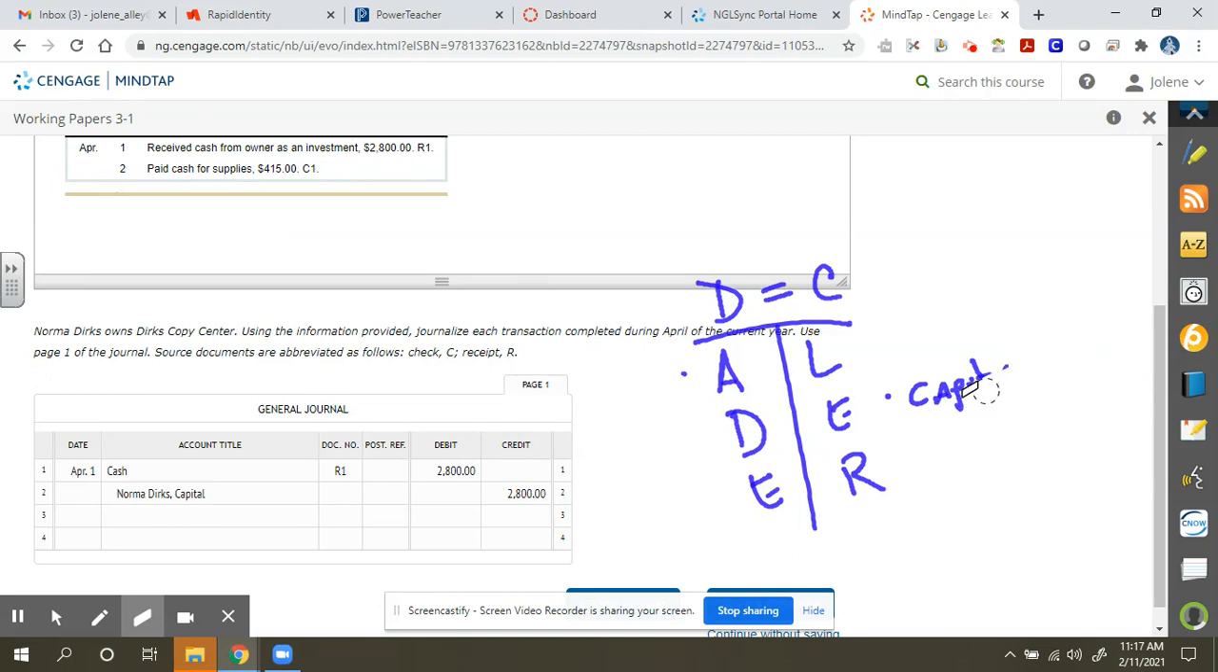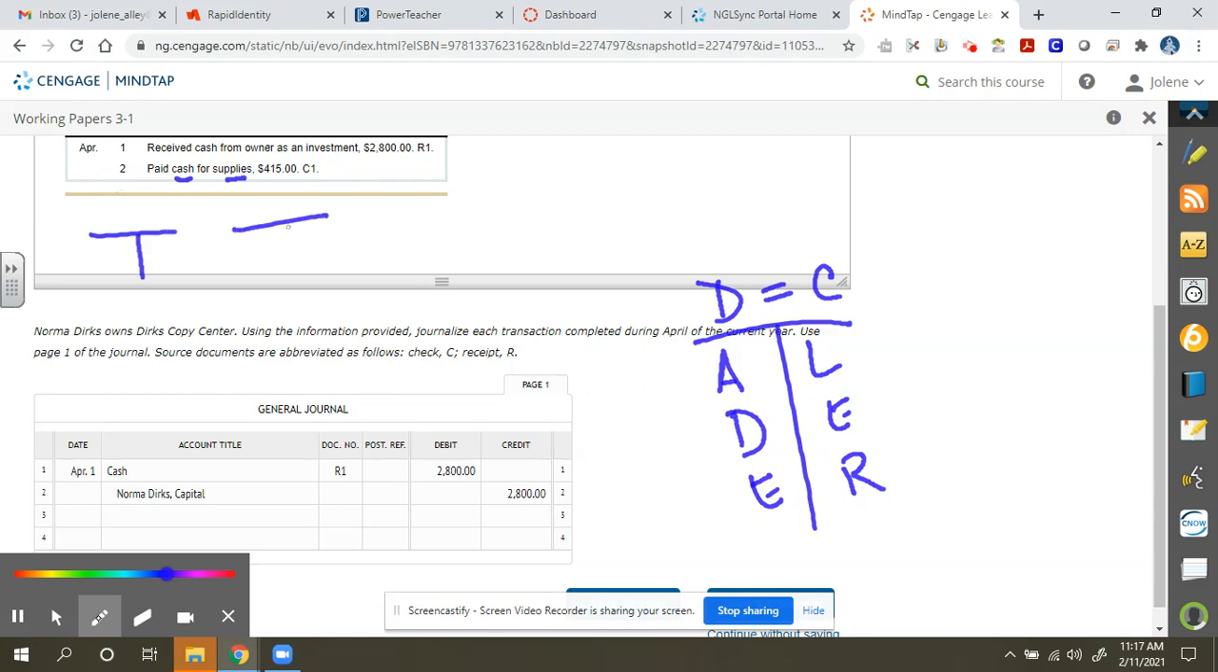All right, and erase this stuff. And now we're ready to go to the next transaction. The next transaction says paid cash for supplies. So I'll make T-charts. The first one says cash. The second one says supplies. Easy enough. Now I've got to figure out which one's my debit, which one's my credit.